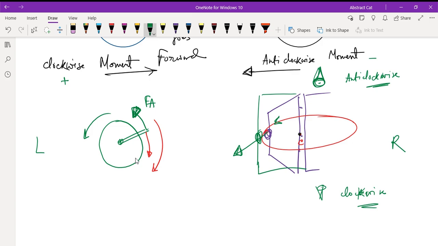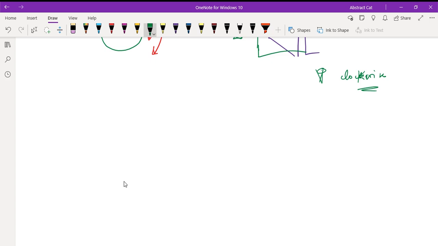Some examples are a nut opener and a car wrench, which both also depend on this concept. Another important factor is called a couple. Couple is very important. So what is a couple?